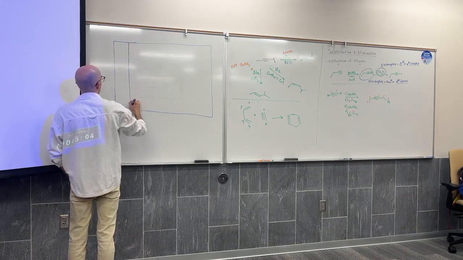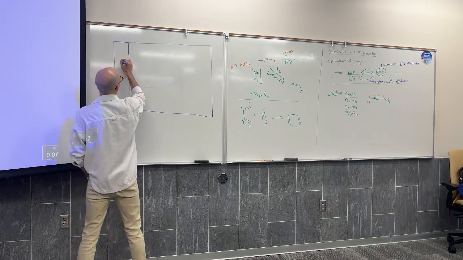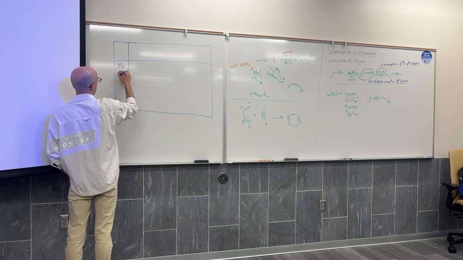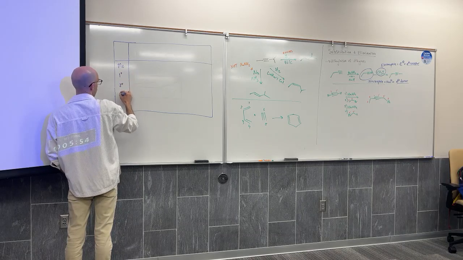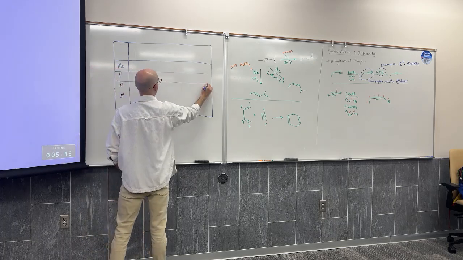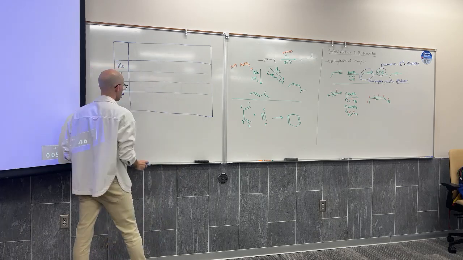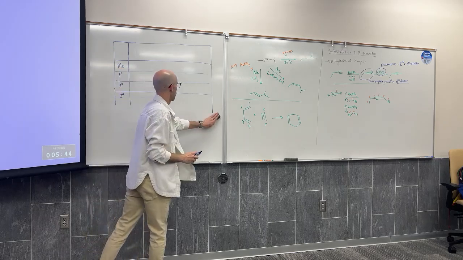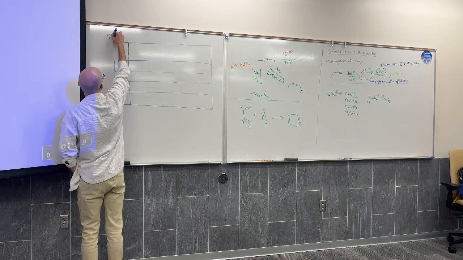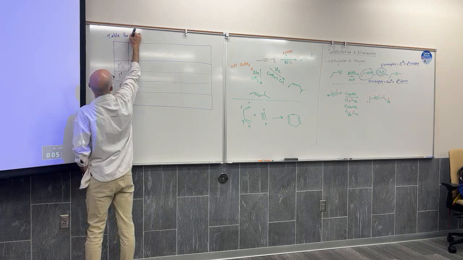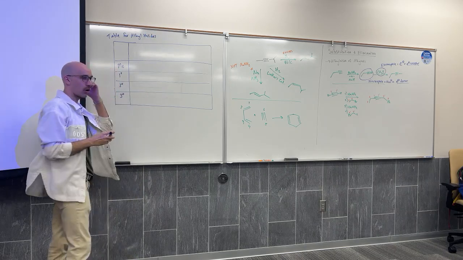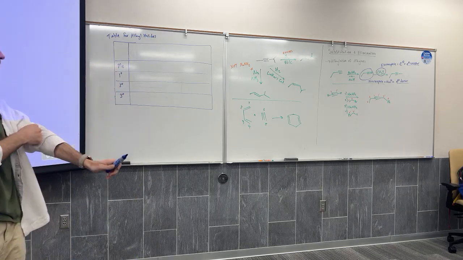On the first column on the left, we're going to look at methyl carbons, primary, secondary, and tertiary carbons. Now I should say that this is a table for alkyl halides. We'll have to look at substitution and elimination of alcohols after. They don't really follow this table quite as well.